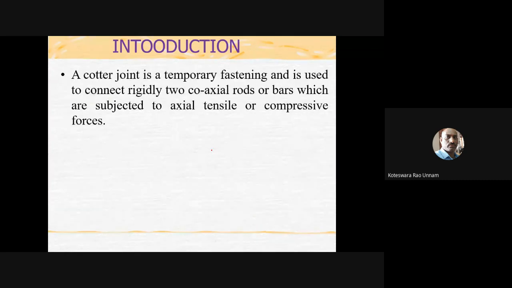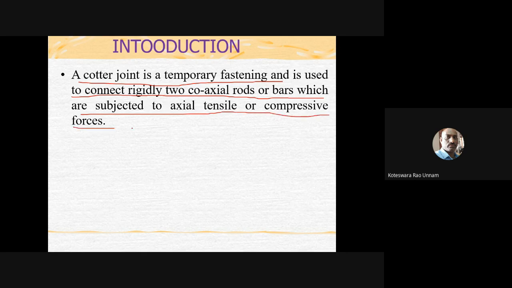So this we already discussed. A cotter joint is a temporary fastening used to connect rigidly two coaxial rods or bars which are subjected to axial tensile or compressive force. So here, this is the application of this cotter joint: whenever you have two rods or bars which are coaxial.